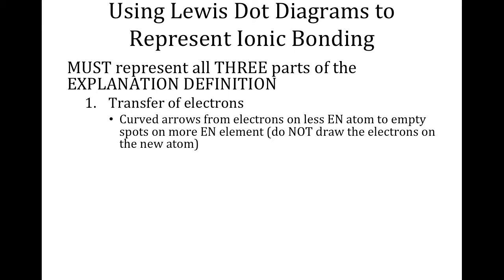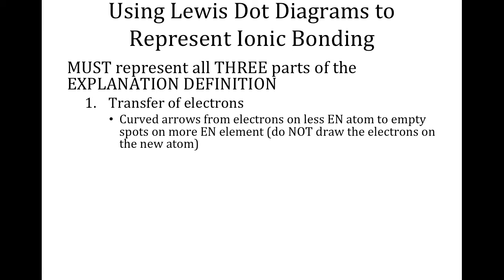All right. The last thing we are going to do today is use Lewis dot diagrams, which were those things where we had the element and we put dots around them, to represent ionic bonding. We must represent all 3 parts of the definition. If you remember, the first part of the definition said there's a transfer of electrons. We are going to represent this by curved arrows from the electrons on the less electronegative atom, the one further to the left on the periodic table, or further down, to empty spots on more electronegative elements.